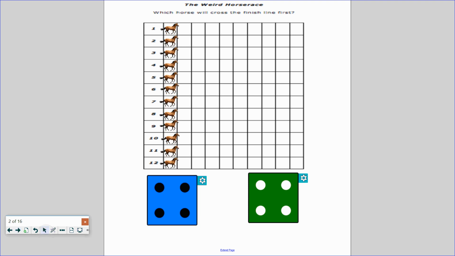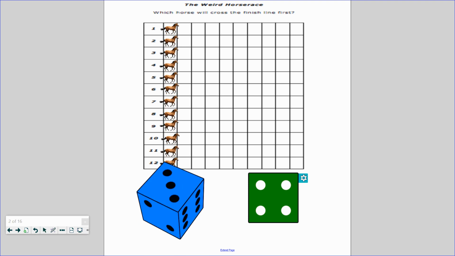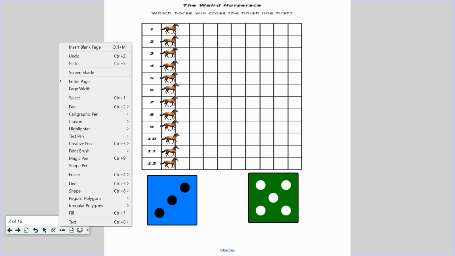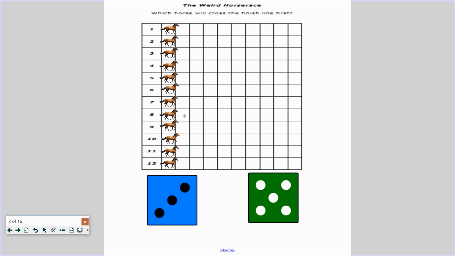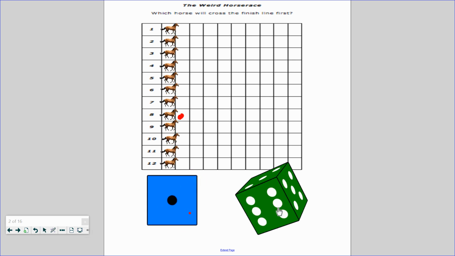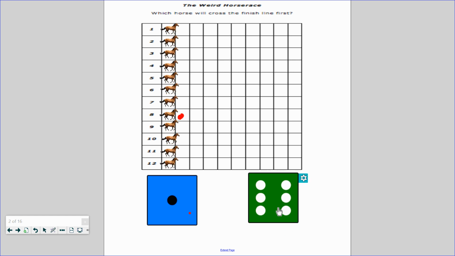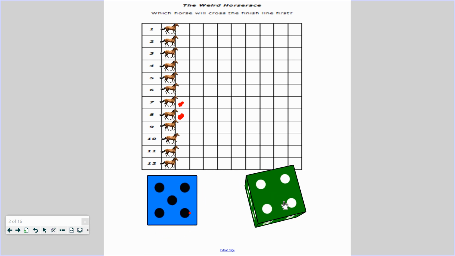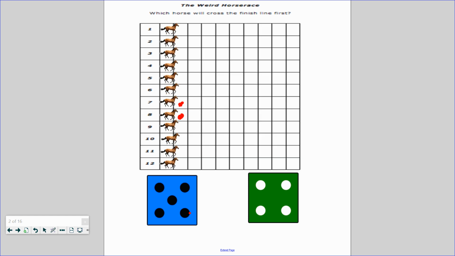For example, roll 3, roll 5. 3 plus 5, the sum is 8. Let's roll again. This is going to be a pain, I realize. Roll 1, roll 6. 1 plus 6 is 7. Roll 5, roll 4. The sum is 9.